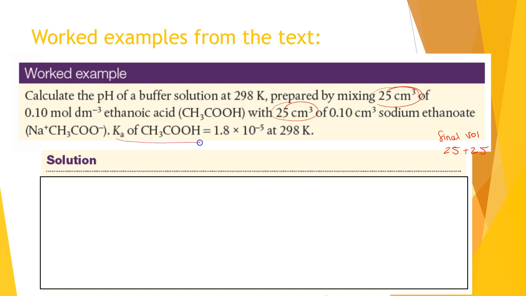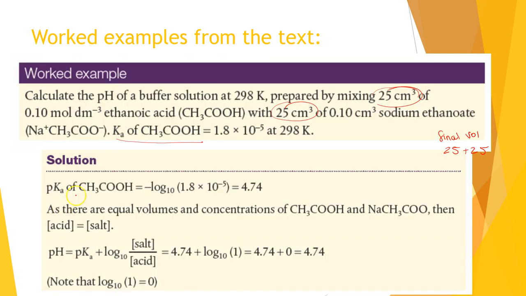So we're given the Ka of ethanoic acid as 1.8 times 10 to the negative 5 at 298 Kelvin. Thinking back to our equations, if we have the Ka, we can find the pKa. The pKa is equal to the negative log to base 10 of the Ka, which is going to equal 4.74, as we see here.